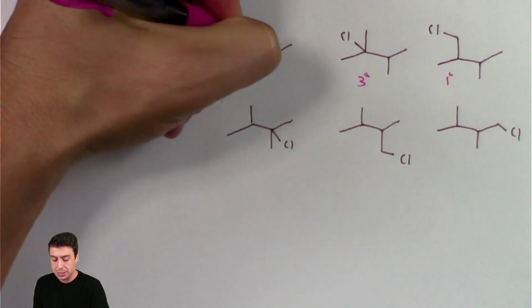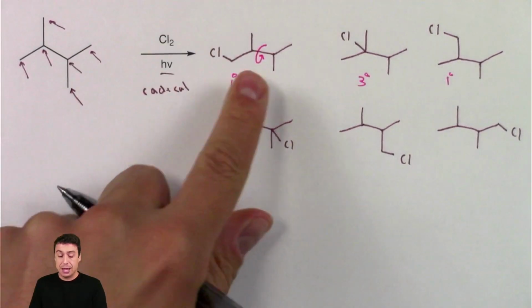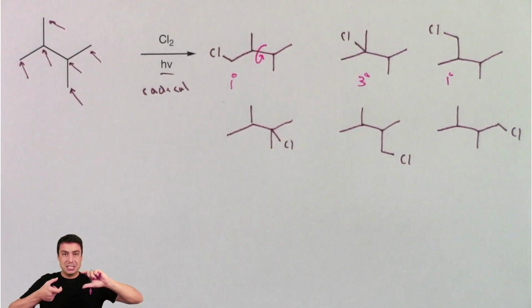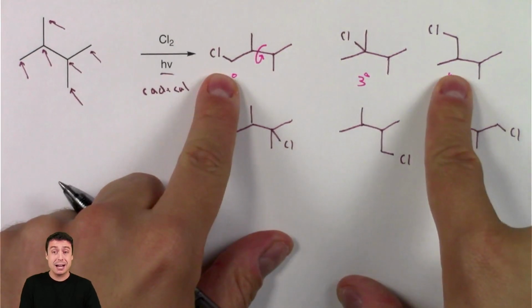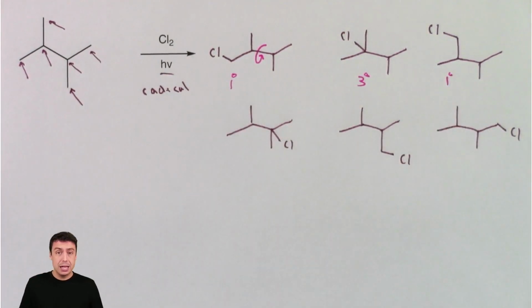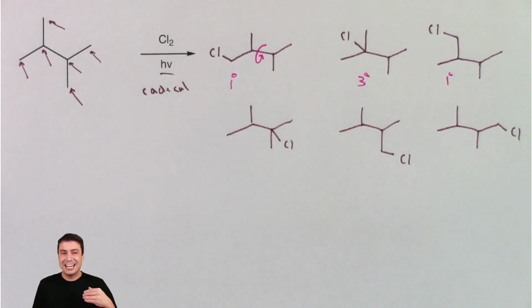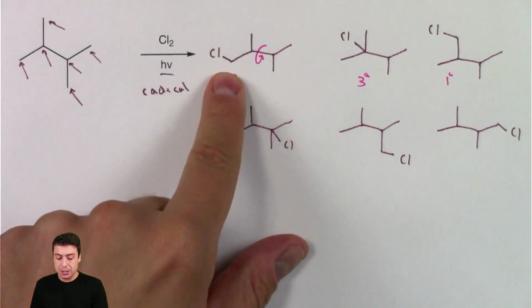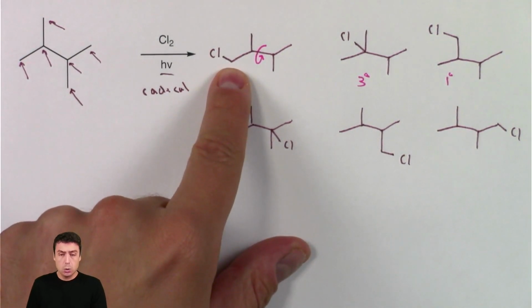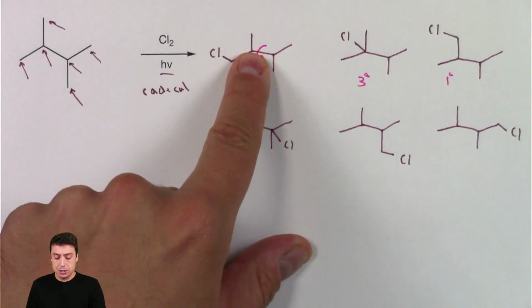In this case, the answer is yes, because if I spin that bond right there, remember alkanes can spin freely, that would be the exact same thing as this structure. If you're struggling to visualize it, name it. If you name this one, you could argue this is a chlorine on 1 and a methyl on 2.